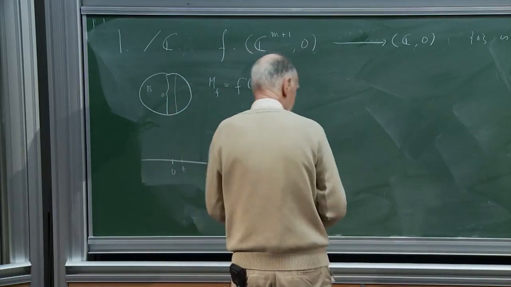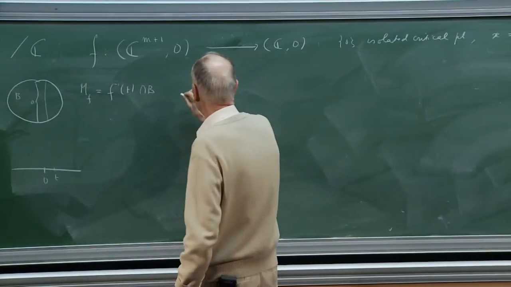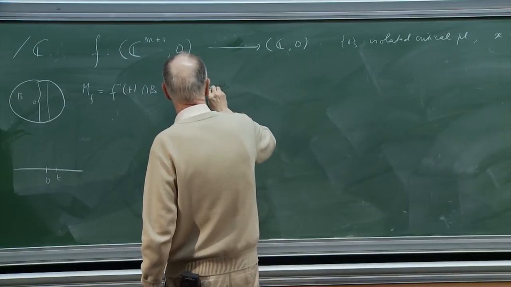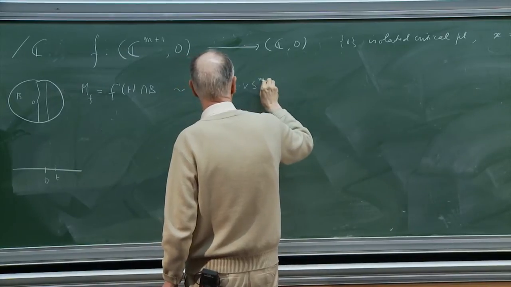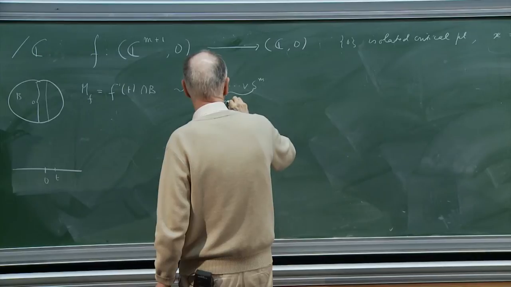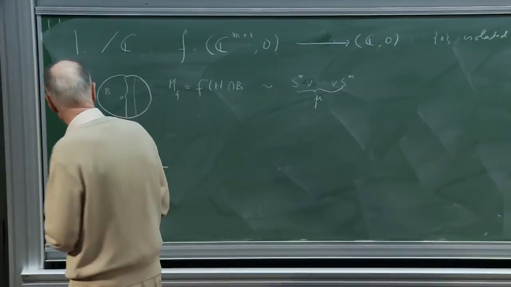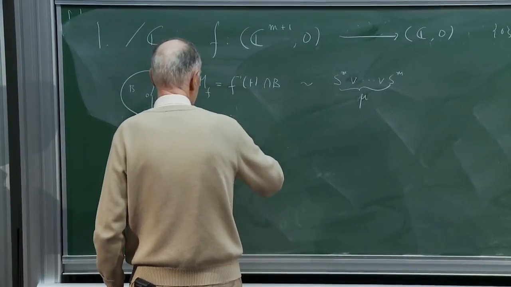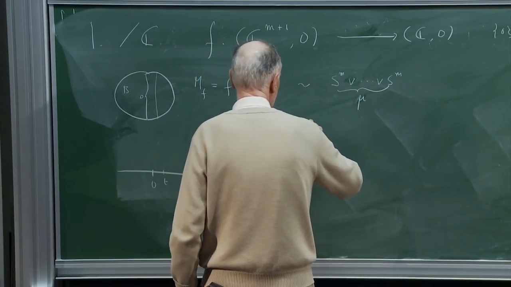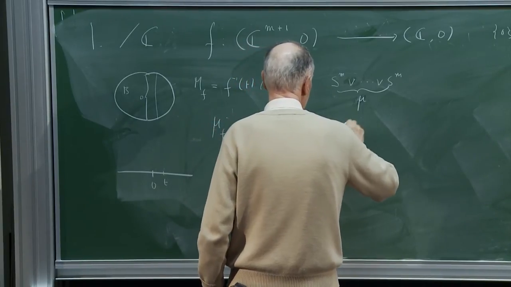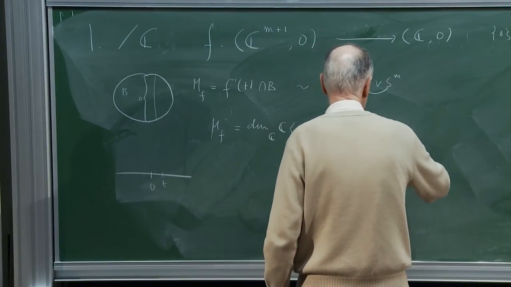This fiber is known by Milnor to have the homotopy type of a bouquet of spheres of dimension m, in number equal to mu, the so-called Milnor number, which is the dimension of C{x0,...,xm} divided by the ideal generated by the partials.